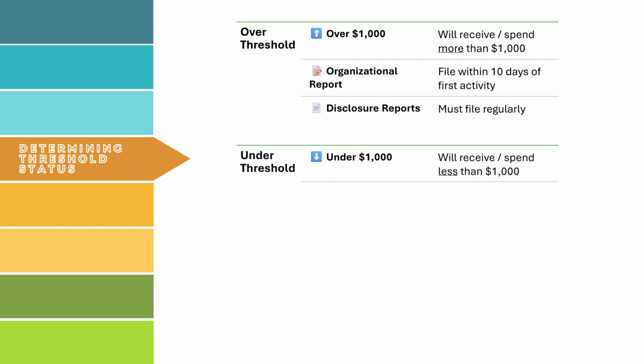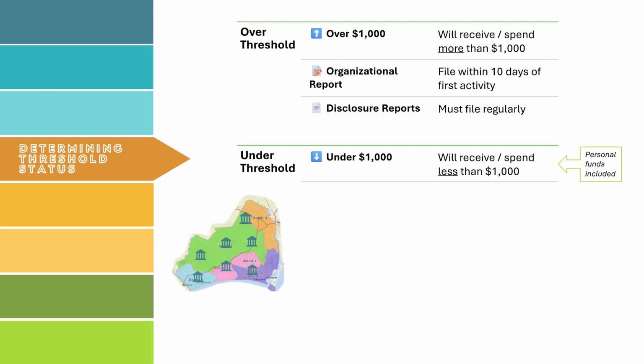If you don't expect to raise or spend more than $1,000 during your campaign, including your own personal funds, you may qualify to file under threshold, but only if you're running for county or municipal office. In that case, you'll complete a certification of threshold, Form CRO 3600, certifying you will neither receive nor expend more than $1,000 during the current election cycle.